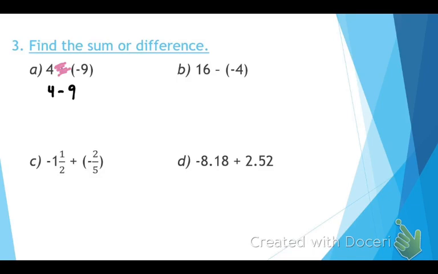Same sign or different sign? Different sign. The 4 is positive, the 9 is negative because remember, the sign is directly in front of the number. Since I have different signs, what should I do? Subtract and take. What's my answer? Negative 5.